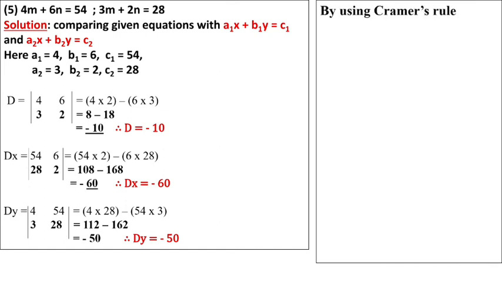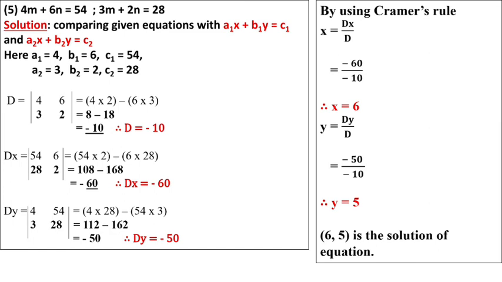By using the Cramer rule, x equal to dx upon d, dx value is minus 60 and d value is minus 10. Minus minus cut, 10 1 is 10, 10 6 is 60. So x value is 6. For finding the y equal to dy upon d, dy value is minus 50 and d value is minus 10. Minus minus cut, 10 1 is 10, 10 5 is 50. So here y value is 5. So answer is 6 and 5 is the solution of equation.